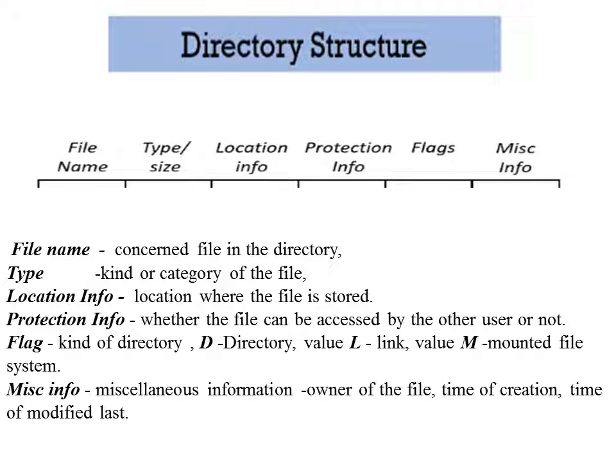Here, the value D indicates that the file is a directory. Value L indicates that the file is a link. Value M indicates that the file is a mounted file system. The last field is the miscellaneous information field, which contains the owner of the file, time of creation, and time of modification.